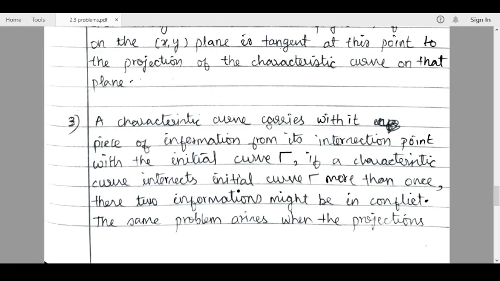Now, in the text itself, sometimes we will not use the term projection of characteristic curve. Instead, we will simply say characteristic curves, because whenever we draw a graph, we are talking about projections. In three-dimensional space we cannot compare them. So whenever we draw a graph and see the characteristic curves and initial curves, we are talking about projections of the characteristic curves. So sometimes we will simply use the word characteristic curves, which means the projection of characteristic curves.